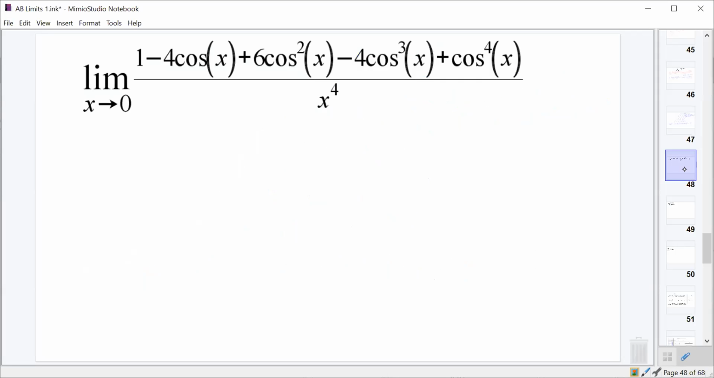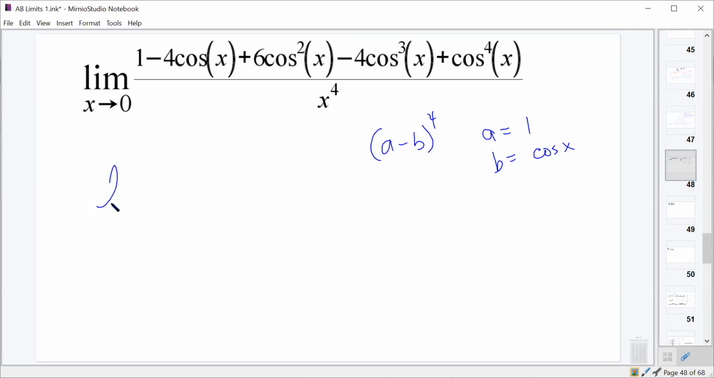Yeah. Cool. So if we look up here, oh my gosh, what do we have? We have a 1, a 4, a 6, a 4, and a 1 as my coefficients, which tells us that this should be an expansion of a minus b to the fourth power, right? Because we've alternated positive, negative, positive, negative, positive. So this ought to be a minus b to the fourth, with a equal to what and b equal to what? A is 1 and B is cosine of x.